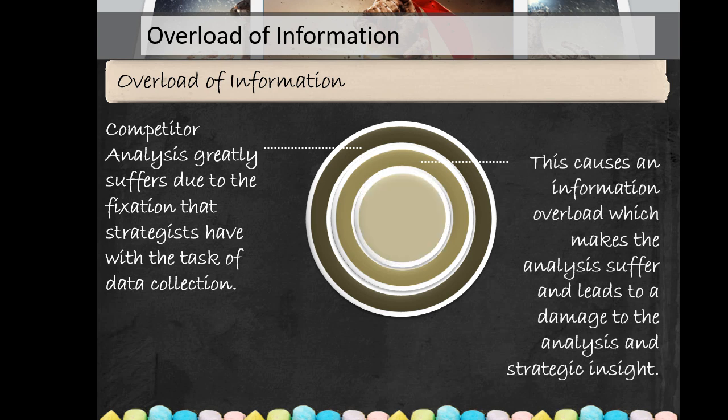And now the last one, overload of information. Competitor analysis greatly suffers due to the fixation that strategists have with the task of data collection, especially in a country where there is no centralized data, like most third world countries. You have to go through manual and primary data. This causes an information overload, which makes the analysis suffer and leads to damage to the analysis and strategic insights.